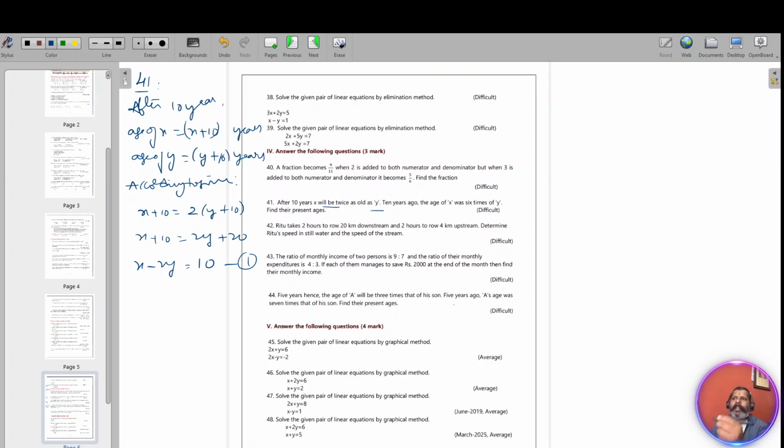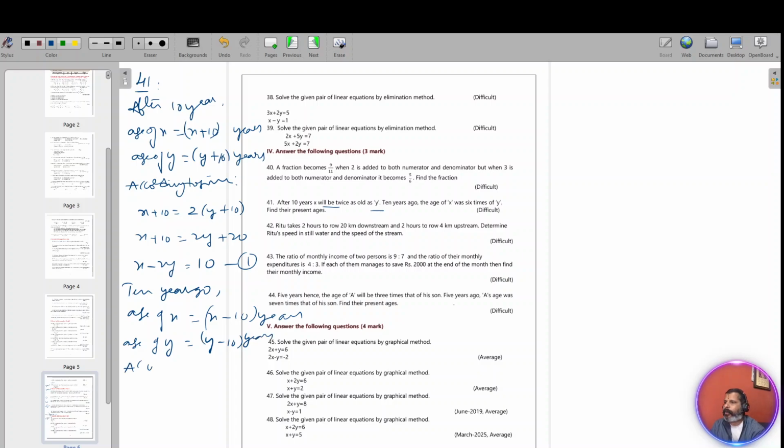Second part of the question, 10 years ago. Please have their ages defined first. Means 10 years ago. Please understand, this is a very important concept I'm explaining. 10 years ago, the age of x is x minus 10 years. Age of y is y minus 10 years.